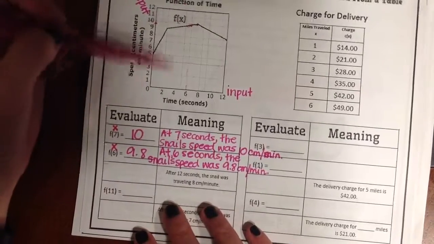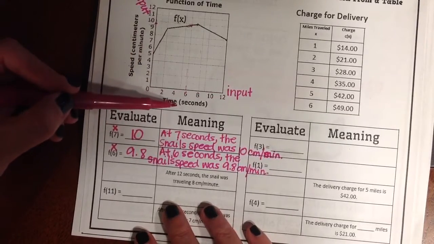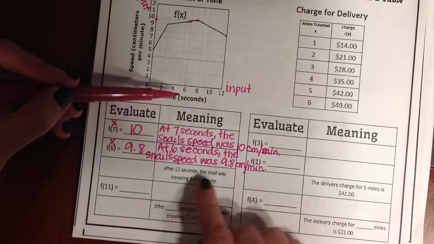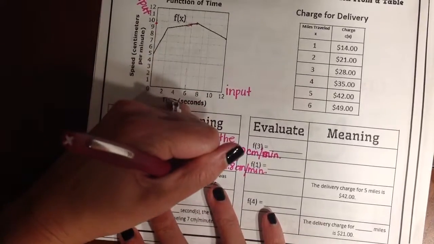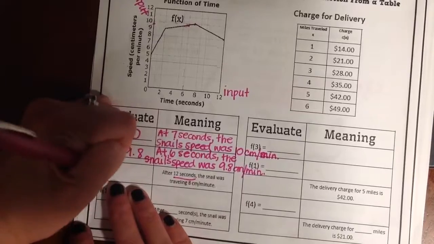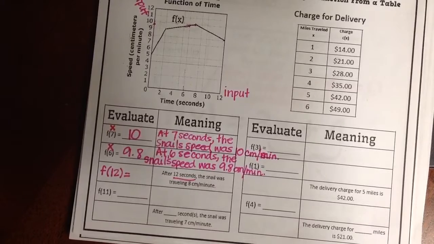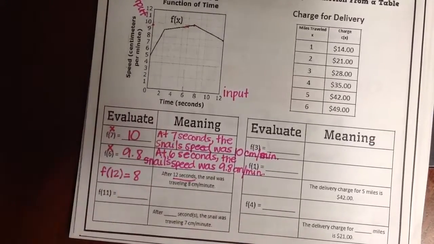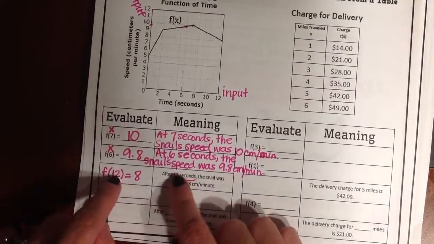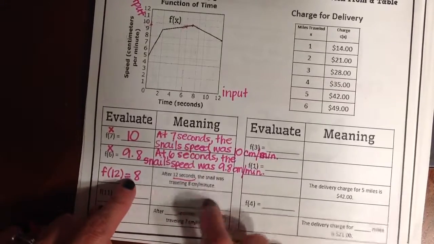So again, I'm going to go to my little cheat sheet up here because I wrote my inputs were my x values, and what were those measuring? Seconds. So did they tell us how many seconds was going on here in this problem? They sure did. They told me 12 seconds. So there's my input value. So that would be f of 12, because remember, your input value has to go in the parentheses. So if 12 is your input, what does that make the 8? It makes it your output value. So f of 12 is equal to 8. And what this means is that after 12 seconds, the snail was traveling 8 centimeters per minute.